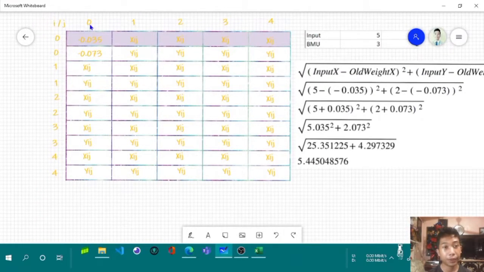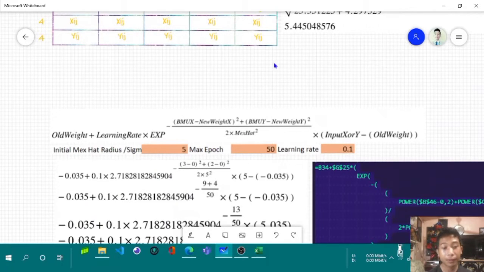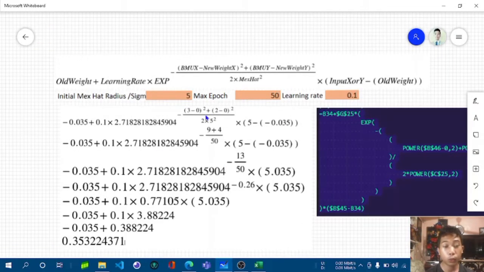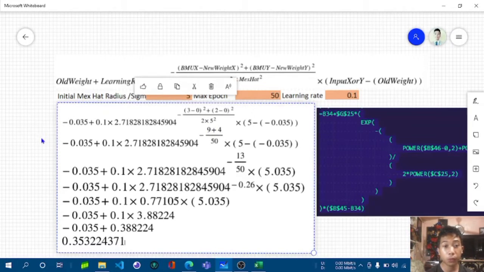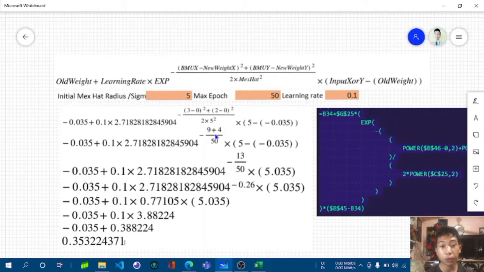0, then 0. Maybe if I want to find the new weight for this cell or neuron, I need to use this value, new weight x, which is 2 and 2. Then times 5, which is our input, minus negative 0.035. We need to prioritize the exponent. The exponent. So 3 minus 0 squared is 9, plus 2 minus 0 squared is 4.